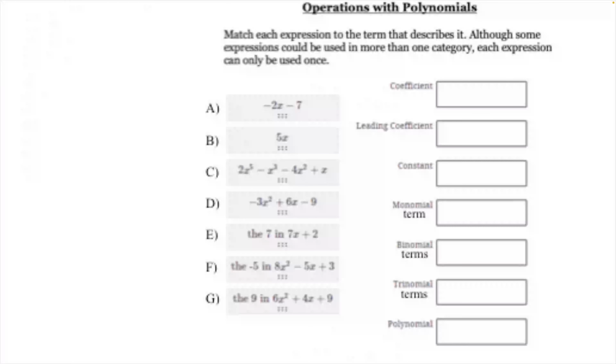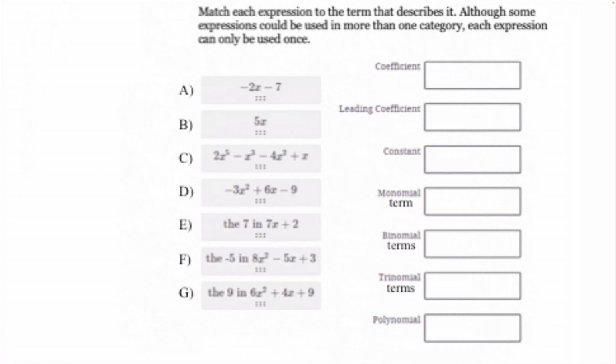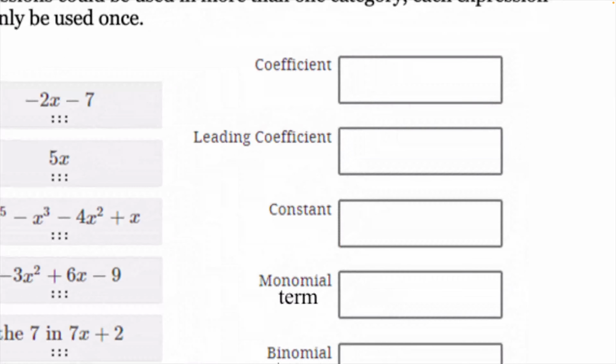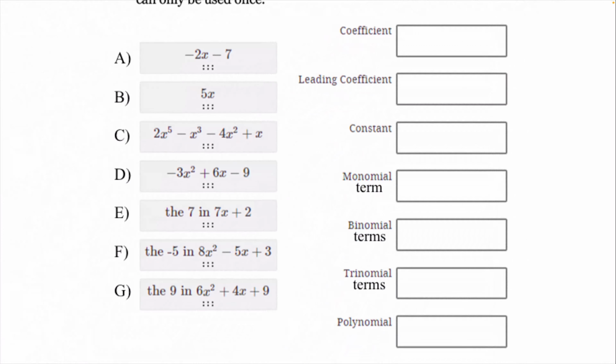Or let's start with, actually, you know what? Let's start with coefficient and leading coefficient. They both have almost the same name, right? But one's leading and one's not. So look at A, B, C, D, E, F, and G. Which ones are coefficients? There's two that are coefficients.